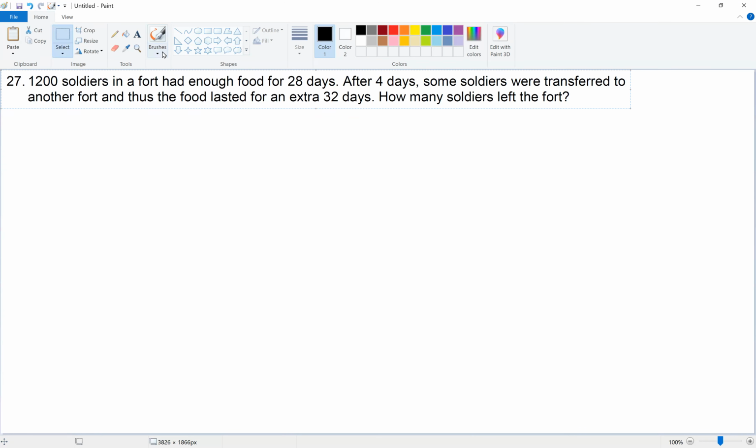Okay, we have 2 minutes left, 2 questions left. 27. Geetika, I didn't do this one. Read the question. 1,200 soldiers in a fort had enough food for 25 days. After 4 days, some soldiers were transferred to another fort, and thus the food lasted for an extra 32 days. How many soldiers left the fort?